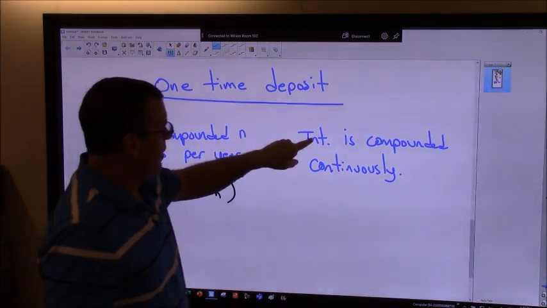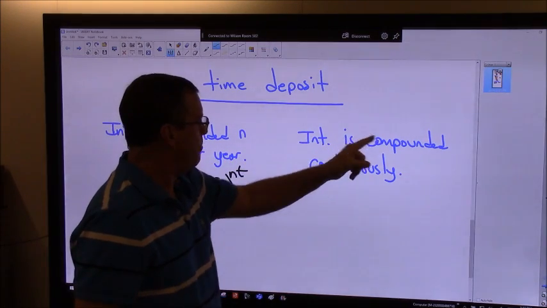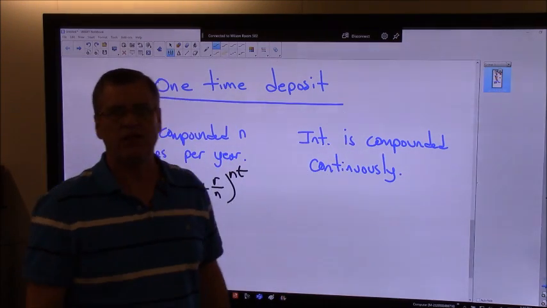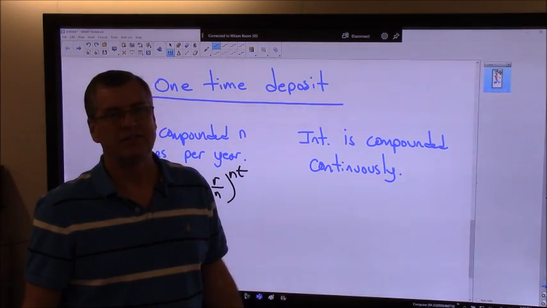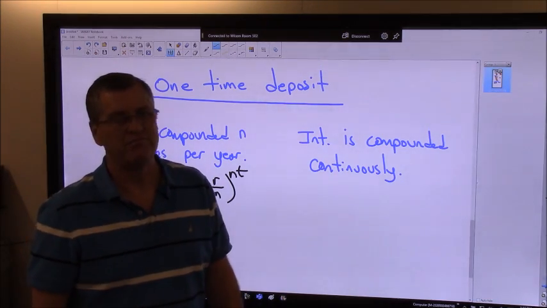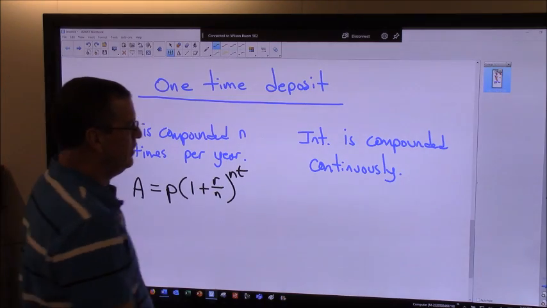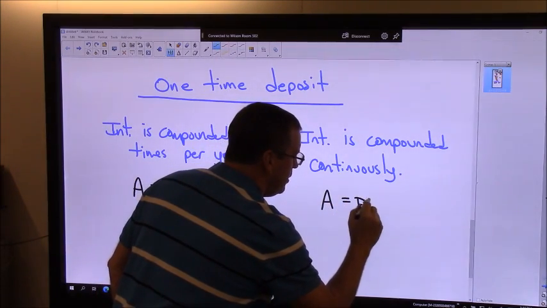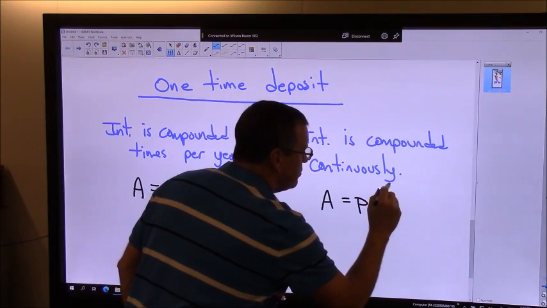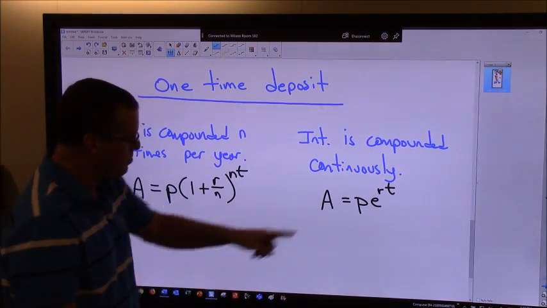Some banks will say, well, we pay interest, or we compound interest continuously, non-stop. Sounds like a lot of money, but it's really not that much different. It's a little bit higher than this formula, okay? But the formula looks different. A equals P times E raised to the RT. So remember that number E?